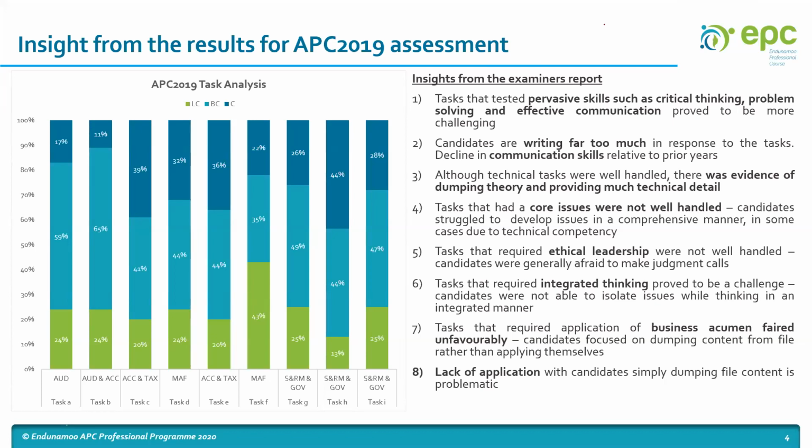Then number 7 is the point about tasks that required application of business acumen. They also fared unfavorably. So this is where we are saying that during your research period, did you really understand how the business operates, how it generates value, how it generates revenues, and uses that revenue to grow or to deal with its growth demands and so on. What are the risks that it faces? What are the strengths that are related to the business?